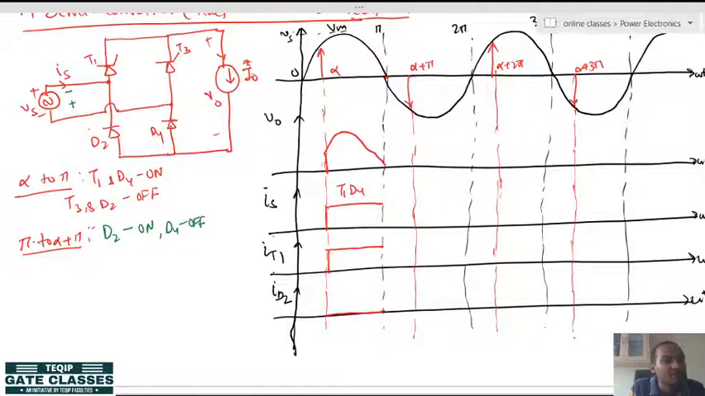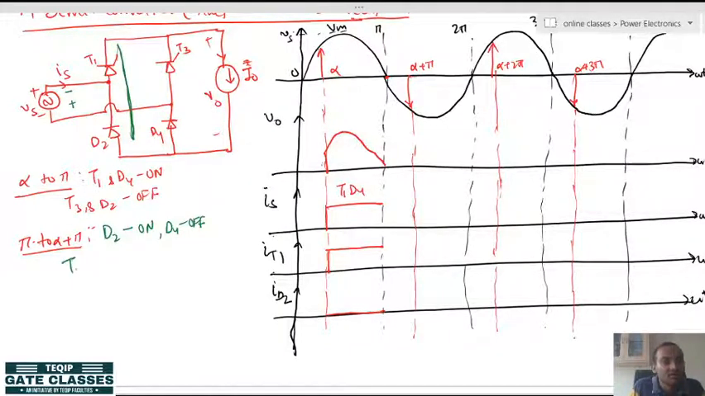So, what will happen in this case is that D2 will be on automatically due to the supply and T1 will remain forcefully on. You see that this T1 and D2 will be short circuited. It means this whole branch will be short circuited. In this case, T3 and D4 both are off.